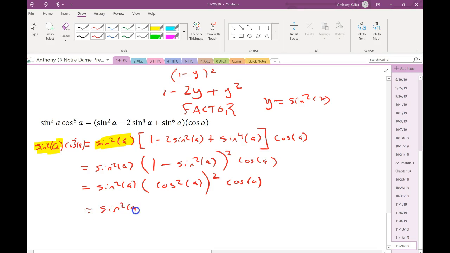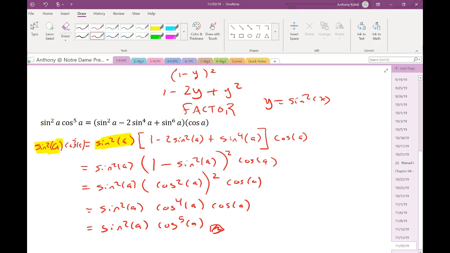Okay, and that gives me... Yep. And then what do we do then? Good. And that gives us cosine to the 5th, and we're done. Yep, never forget about where you're trying to go, because that's your roadmap that should give you some clues as to what to do along the way.